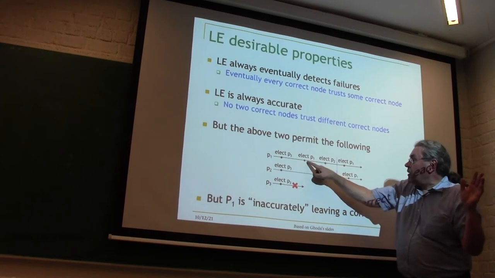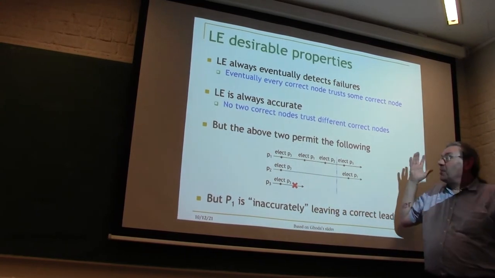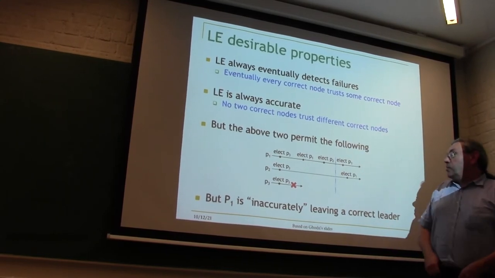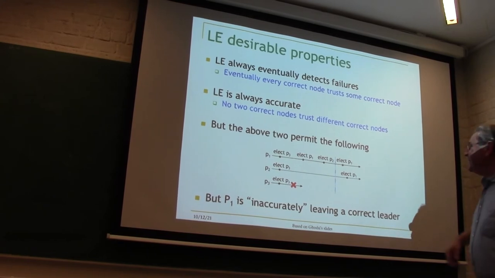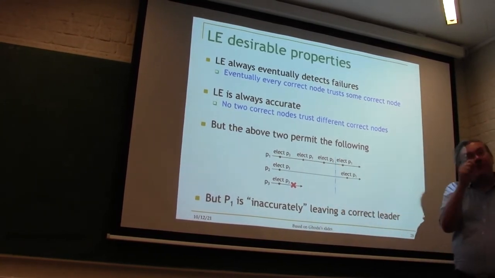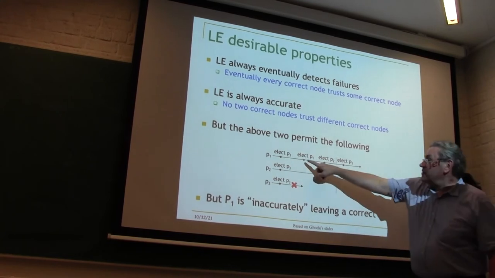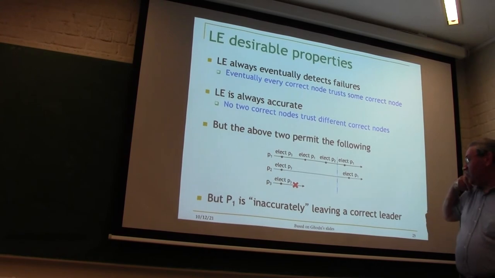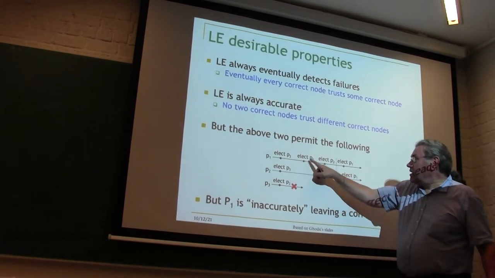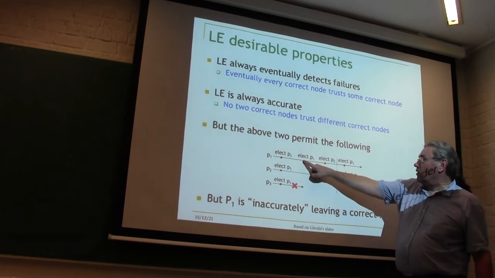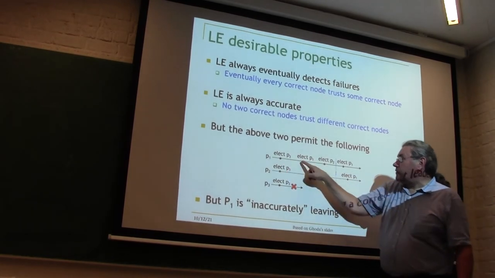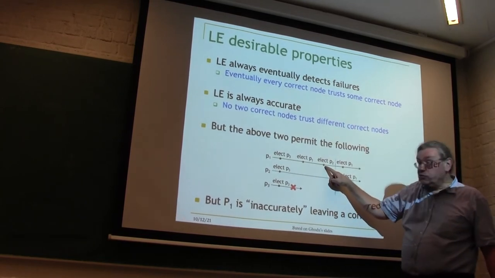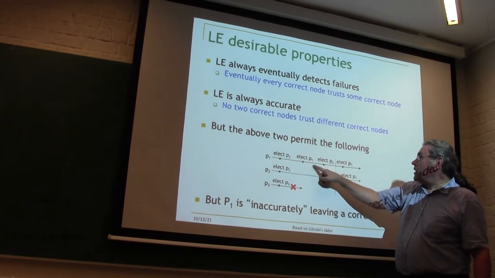So this flipping, maybe you accept that, okay? Because it's valid, it's part of the specification. But maybe you don't like that. Maybe you want to tweak the specification so that the nodes will not be flipping around like this, okay? So here, P1 is leaving a correct leader. It elects P1, and P1 is correct. But according to this specification, it's allowed to change. See that? It's allowed to pick P2.